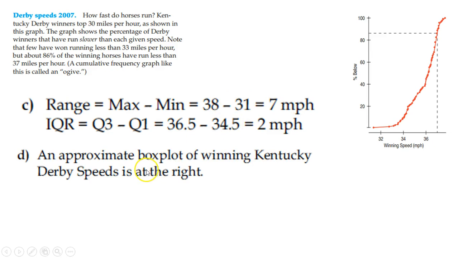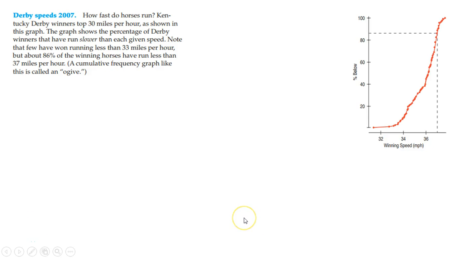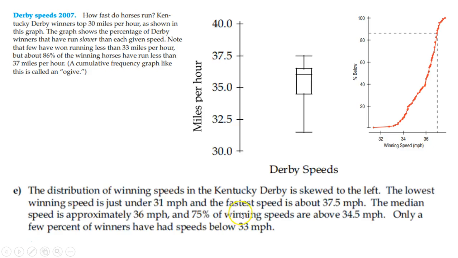And then it says to approximate a box plot. To approximate a box plot, we need the low and the high, which we have. We need the quartile ranges and the median. So basically, to approximate that box plot, I have my low and my high that we found. I have my median, right? And I have my quartile 1 and 3.